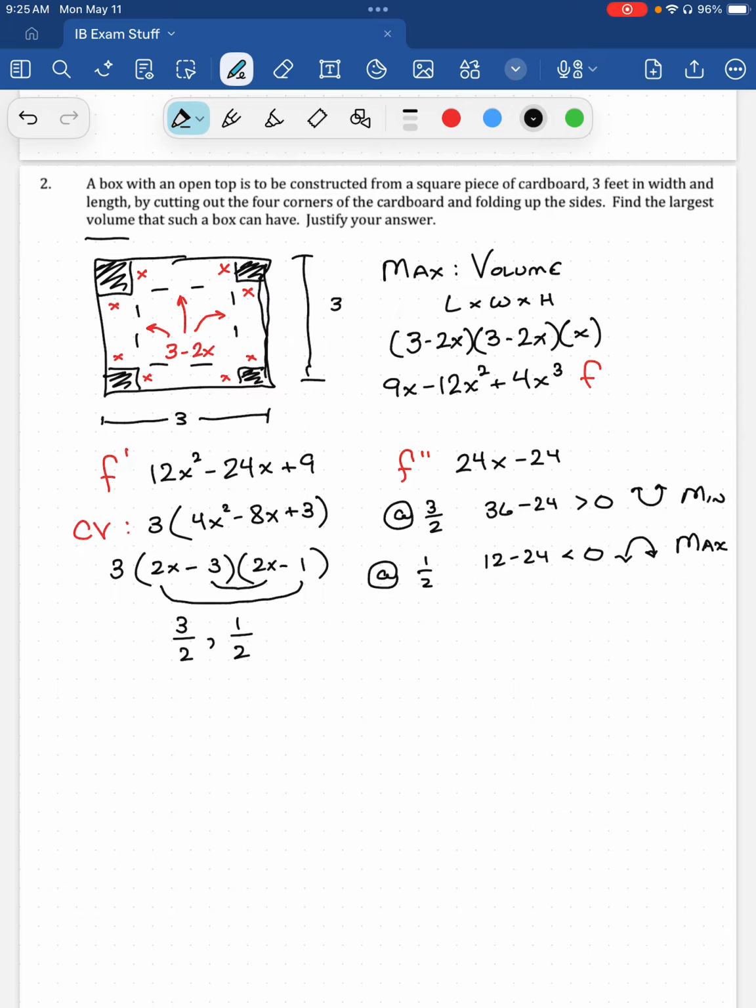Well, I know the x value is 1/2. Plugging it back in, my height would then be 1/2. My width would be 3 minus 2 times 1/2. So 3 minus 1, so 2. And also another 2. That means my dimensions are 2 by 2 by 1/2, making my volume half of 4, or 2 cubic feet. And we don't have to justify because we already did in finding it. So this is my answer for the volume.